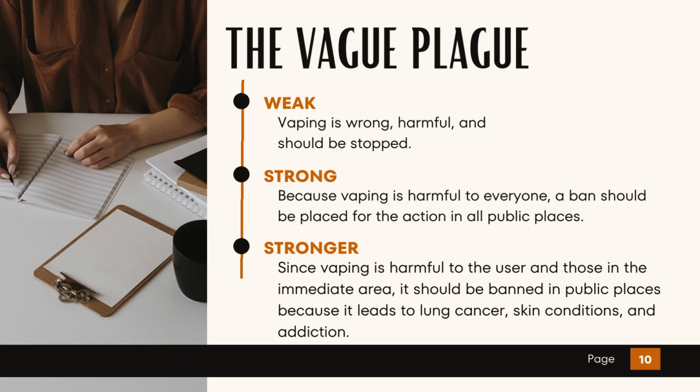But you can write that even stronger by saying something along the lines of this. Since vaping is harmful to the user and those in the immediate area, it should be banned in public places because it leads to lung cancer, skin conditions, and addiction. So you will see it is much stronger because it's not vague at all. We know what the argument is in the paper, that vaping is harmful and it should be stopped and banned, and the reasons why you're going to cover that.